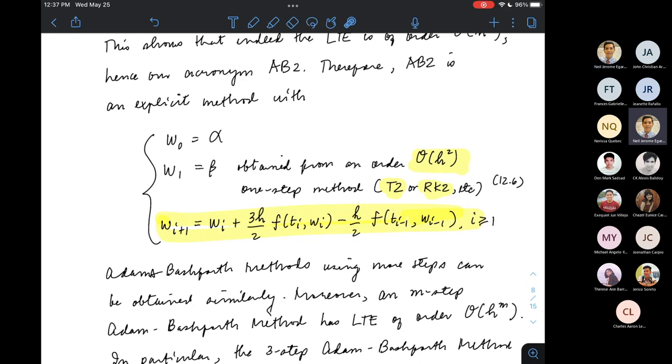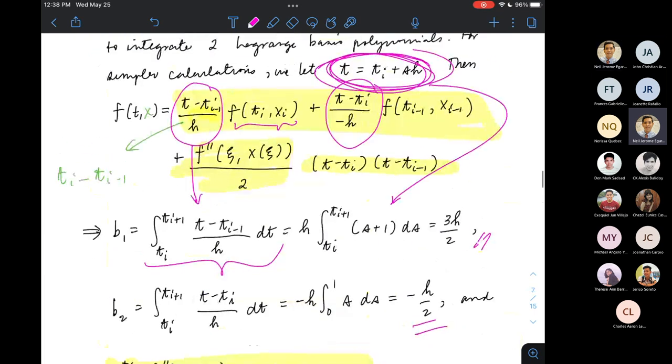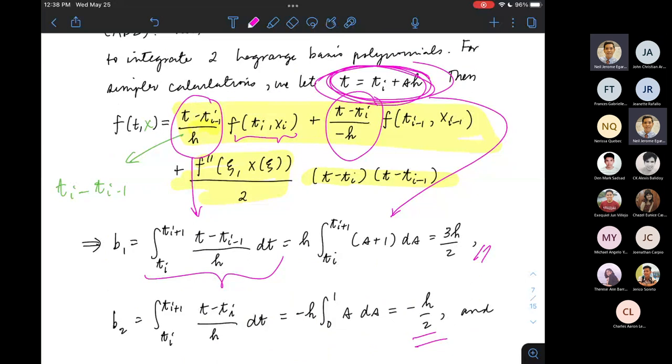Okay? Now, the derivation can be done similarly to get the Adams-Bashforth method of more steps, more than 2 steps. Medyo mahaba nga lang yung magiging derivation because you will need to integrate more Lagrange interpolating polynomials, more Lagrange basis polynomials, and that integration will increase in complexity.